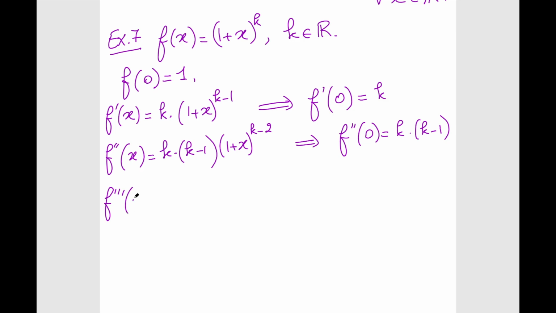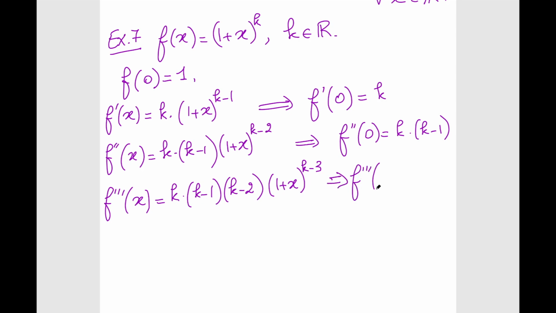F triple prime at x now is going to be k minus 1 times k minus 2 times 1 plus x to the power k minus 2 minus 1, so k minus 3. And that's going to entail that f triple prime at 0 is, that guy is 1, so k times k minus 1 times k minus 2. Okay, and I hope you see the general formula.